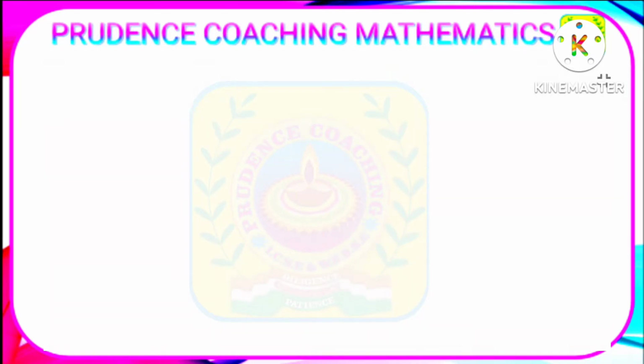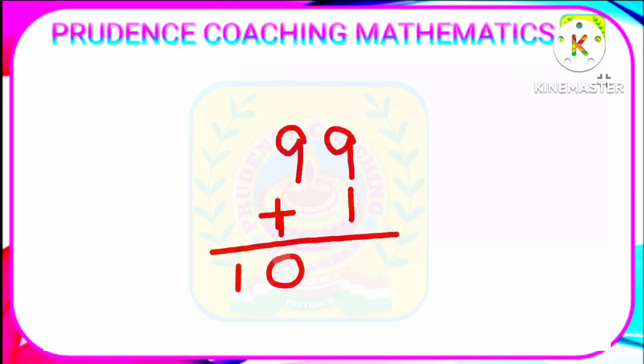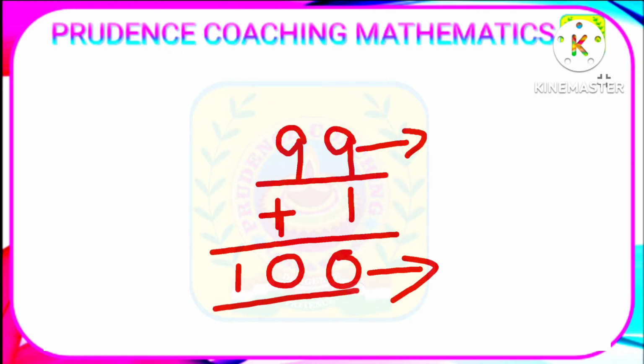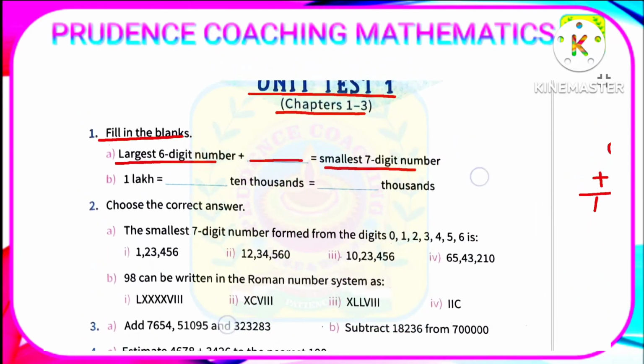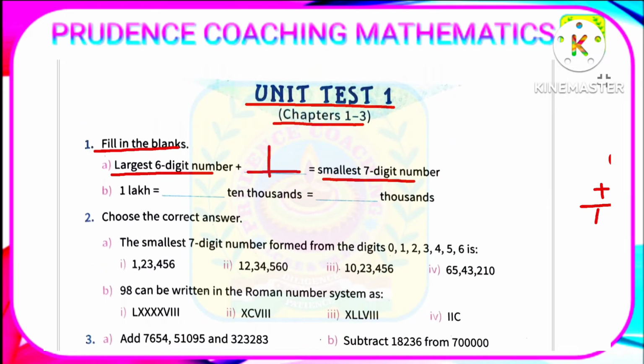Let us understand this concept with the help of another example. 99 is the largest 2-digit number. With it, if we add 1, then what will we get? We will get 100. That is the smallest 3-digit number. So this is 2-digit and this is 3-digit. This is the largest 2-digit and this is the smallest 3-digit. So I think now it is clear to you. So here our answer will be 1.